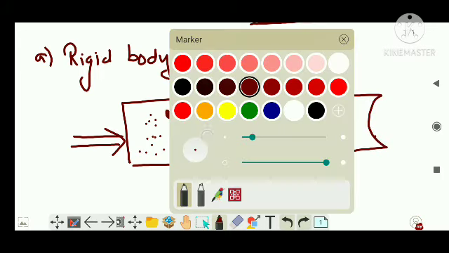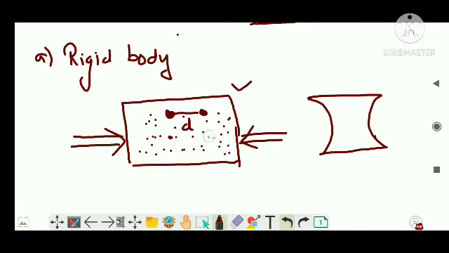So initially, if the particles were like this and the distance was d, now the distance would have become d dash. The distance between the points reduces. So this is not a rigid body, whereas this is a rigid body. Example, a brick. If you consider two particles in a brick and exert a limited amount of force, the distance between the particles doesn't change, so it is a rigid body.